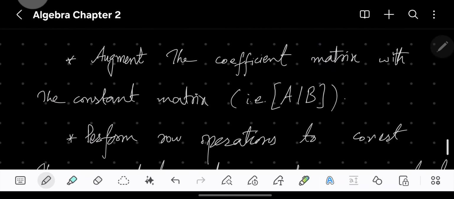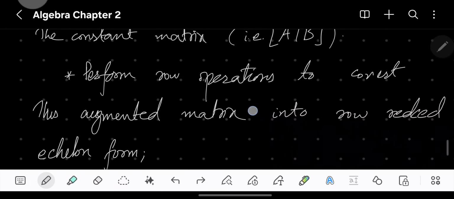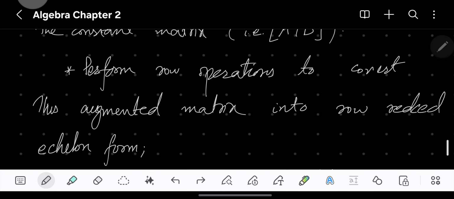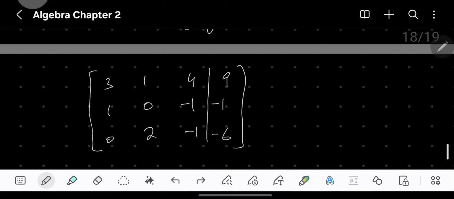We will go to the next step. The next step is to perform row operations to convert this into row reduced echelon form. Once we have this matrix, we can perform row operations to convert it into row reduced echelon form. In my previous video, I have explained very well how we can convert a matrix into row reduced echelon form. There are multiple steps. If you have not seen it, you can watch it.